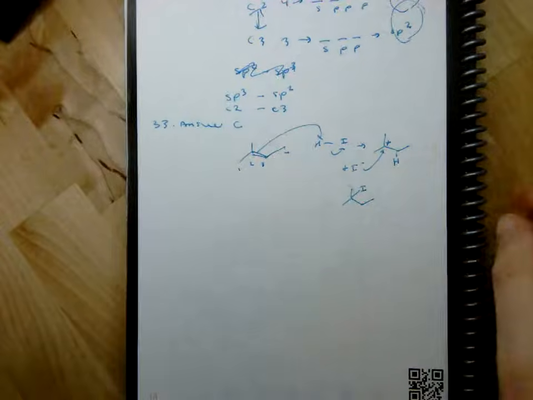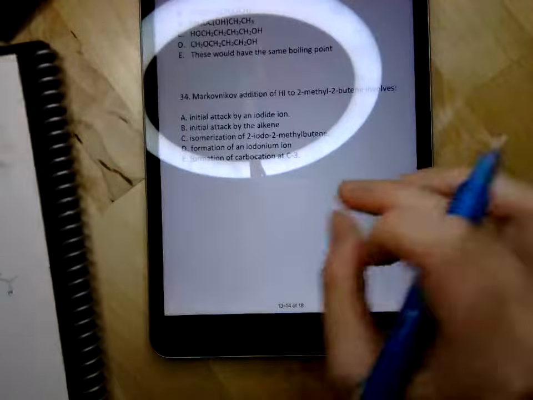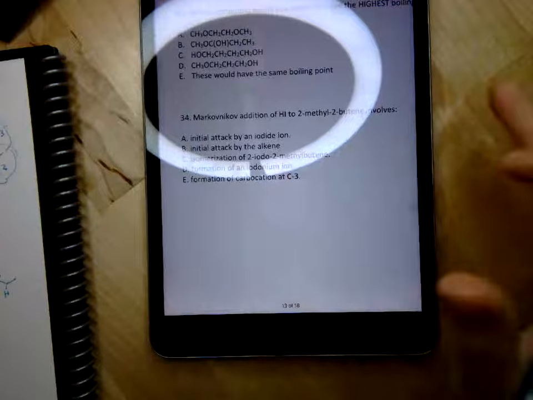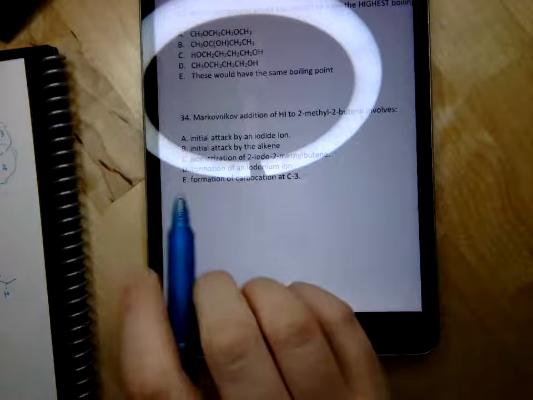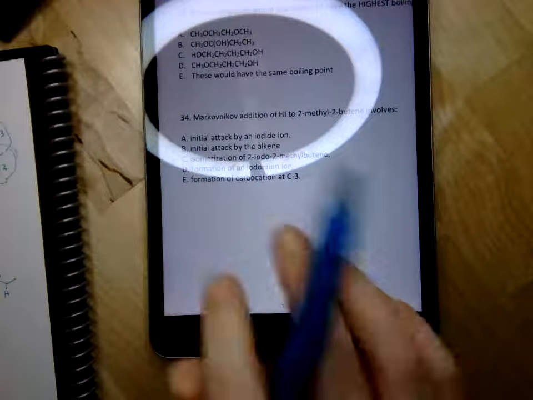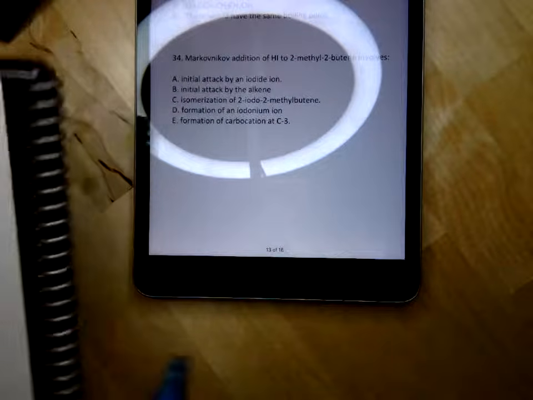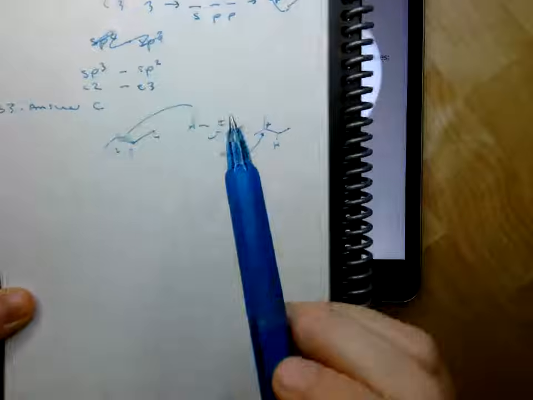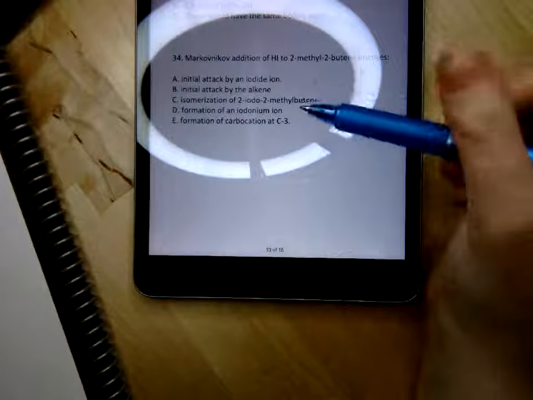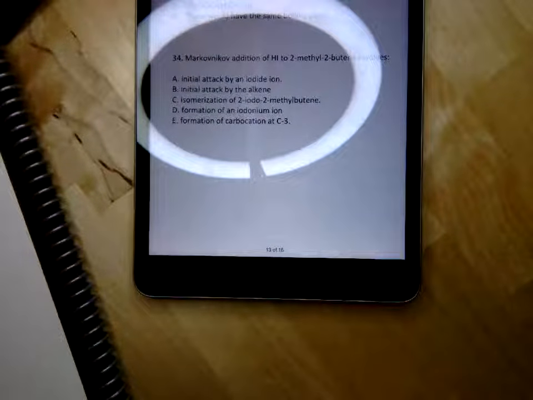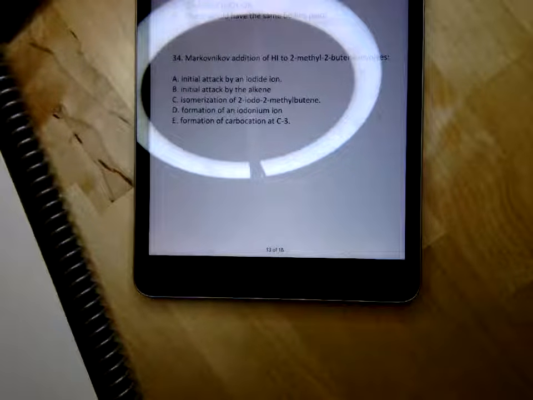And that will be your overall mechanism. So the question is, what does it involve? Initial attack by the iodide ion. I would say no. The iodide ion doesn't attack. The initial attack that we drew out happened from the alkene, right? So that's not right. So the next option, B, initial attack by the alkene, seems like the right option. So I'm tentatively going to say that the answer for that one is B, but I'm going to read the rest of them just in case.